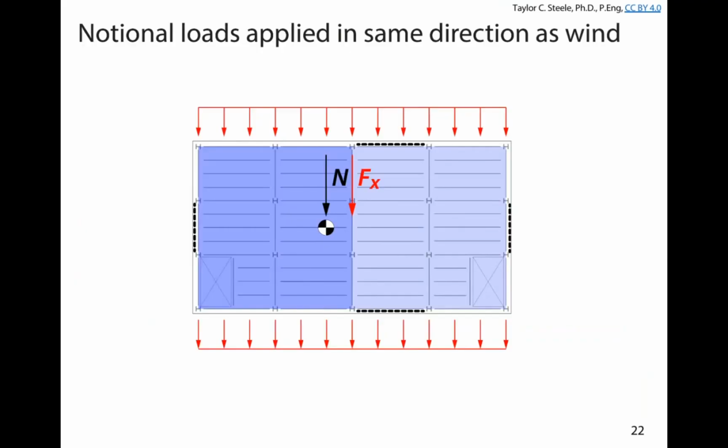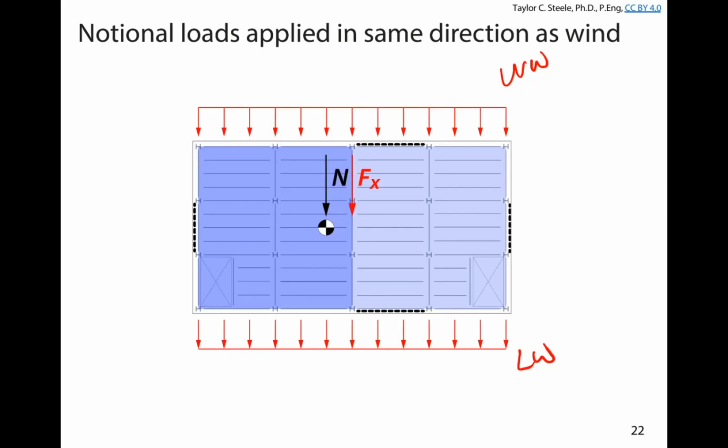The last thing I'll say, again, this is just if we have wind, for example, that we talked about in lecture 7, we've got pressure on the windward face and pressure on the leeward face. Basically, if we have wind acting this way, that notional lateral load is going to be applied in the same direction as the wind. What that means is that the tension in the brace from the notional loads, for example, will get added to the tension in the brace from the wind loads.